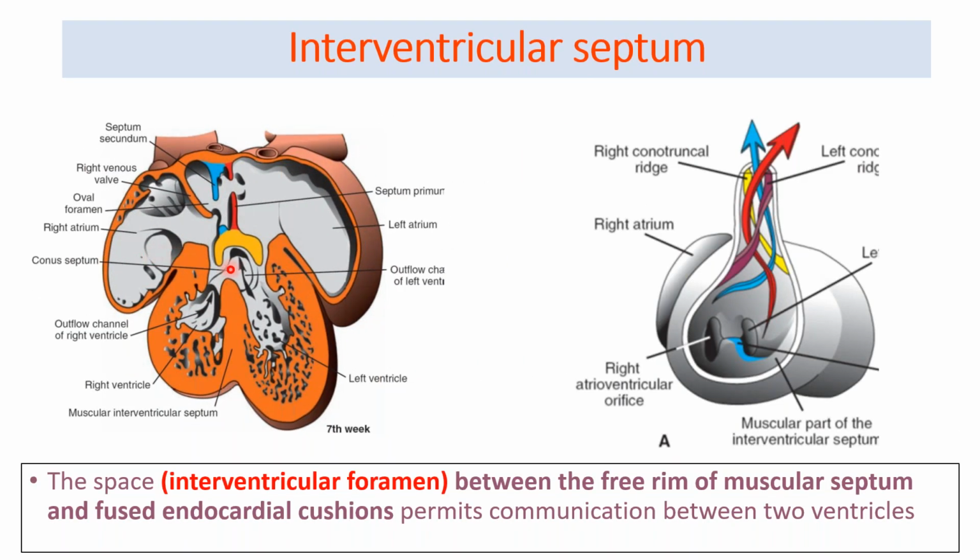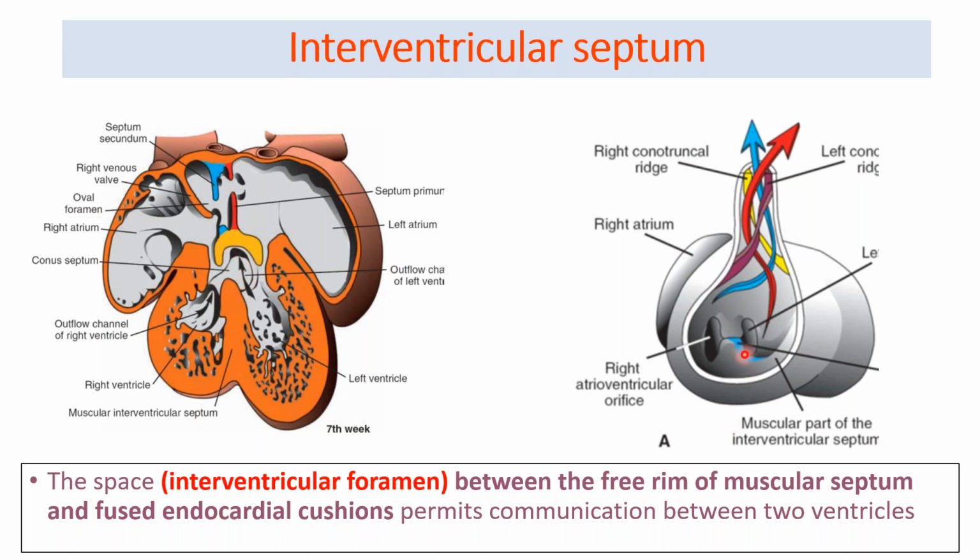Now, what is the interventricular foramen? This space, which is between the free rim of the muscular interventricular septum and the fused endocardial cushions, AV cushions, is the interventricular foramen, where there will still be communication between the two ventricles. So our septum formation is still not complete unless this space is also fused together.